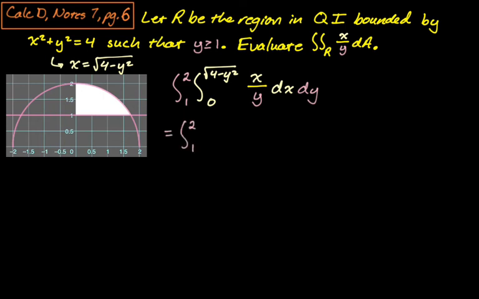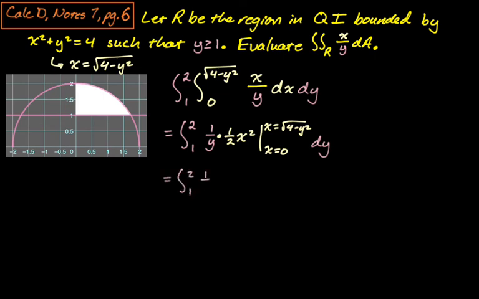So 1 to 2. The integral of x is 1/2 x squared. I'm pulling out 1 over y. It's a weird way to write it, but it's kind of in the way. So 1/2 y squared, x is going from 0 to this radical. But when you square it, the radical goes away. So that's also really nice.